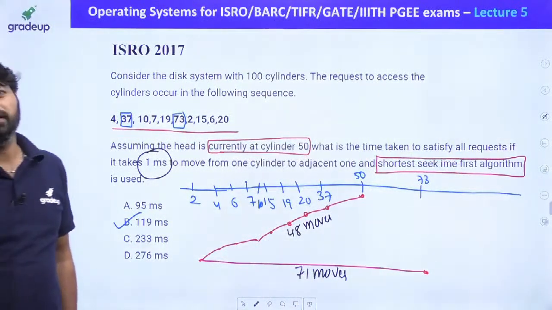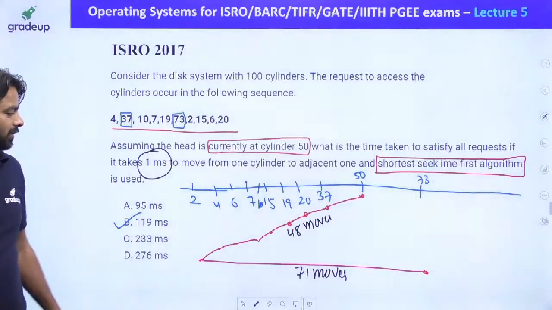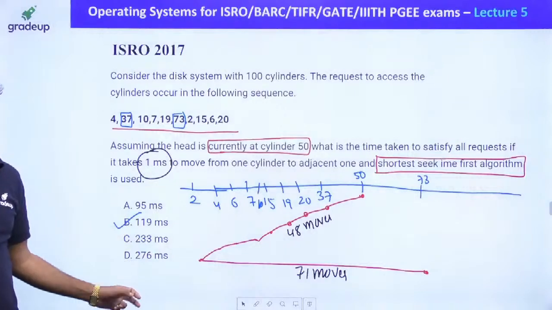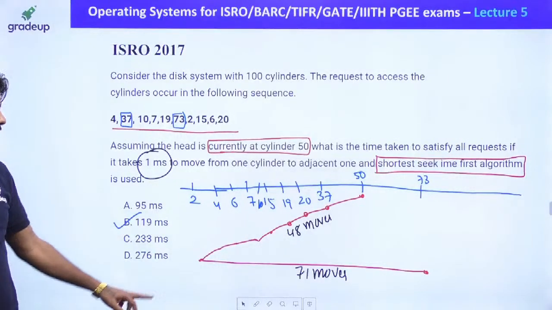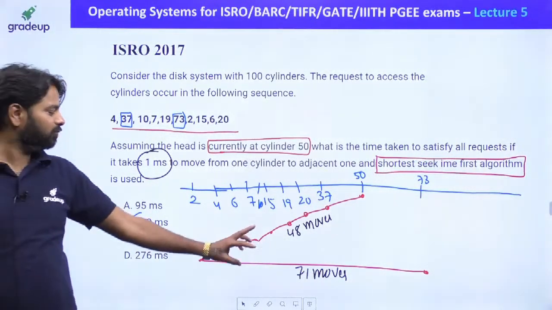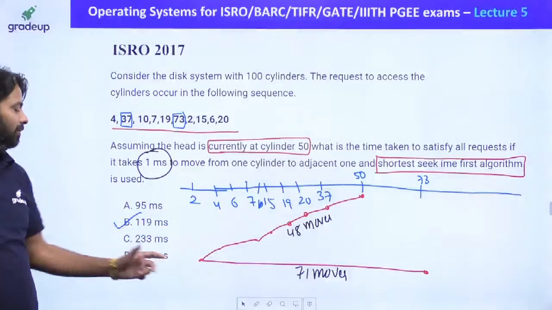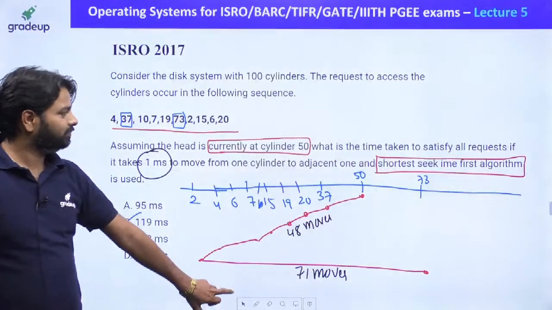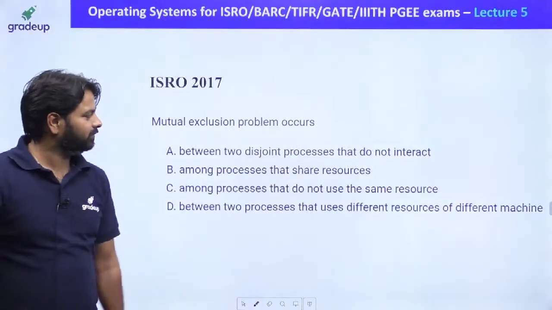Everyone? Yeah. Clear? And if they give 2 milliseconds, obviously you have to do multiplication: 119 into 2. Okay. Next one.